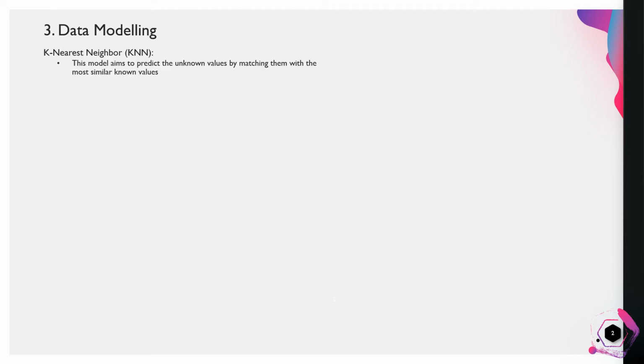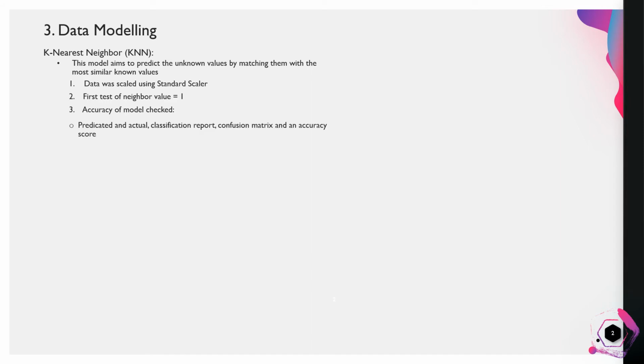One of the models that was selected for this type of dataset is the K nearest neighbours classifier. The data was scaled, and as a first testing value, one was chosen as the KNN classifier value, and the accuracy of the model checked to show the predicted and actual result. It was then hypertuned to ensure the most accurate KNN classifier value is used.